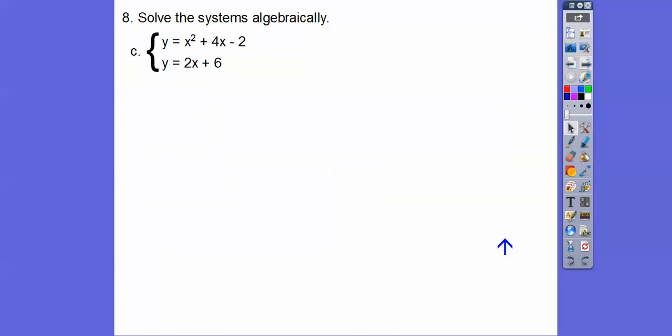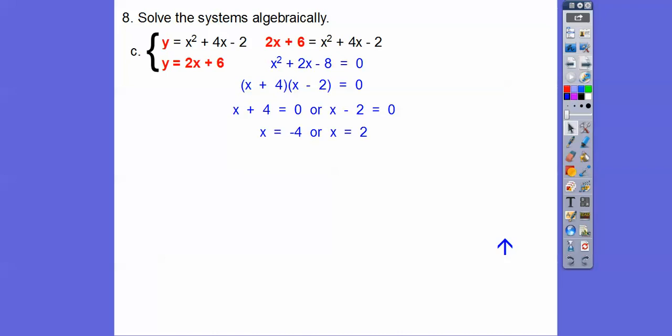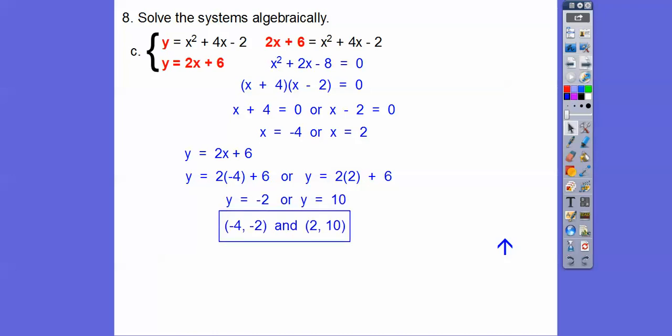So I'm going to put in 2x plus 6 into the x squared plus 4x minus 2. Subtract 2x, subtract 6, and we get that. And factors of -8 that add to 2 are 4 times -2. Okay, so we can plug that in and then set those factors equal to 0 and get those x values, and then plug those back up into the y equals, the red one up there. So 2 times negative 4 is negative 8. Negative 8 plus 6 is negative 2. And then 4 plus 6 is 10. So there's our ordered pairs right there.